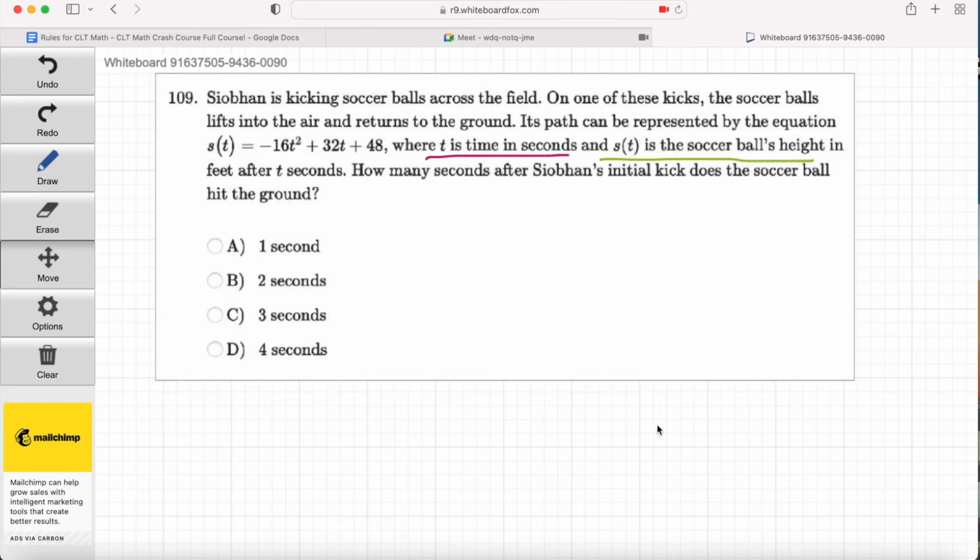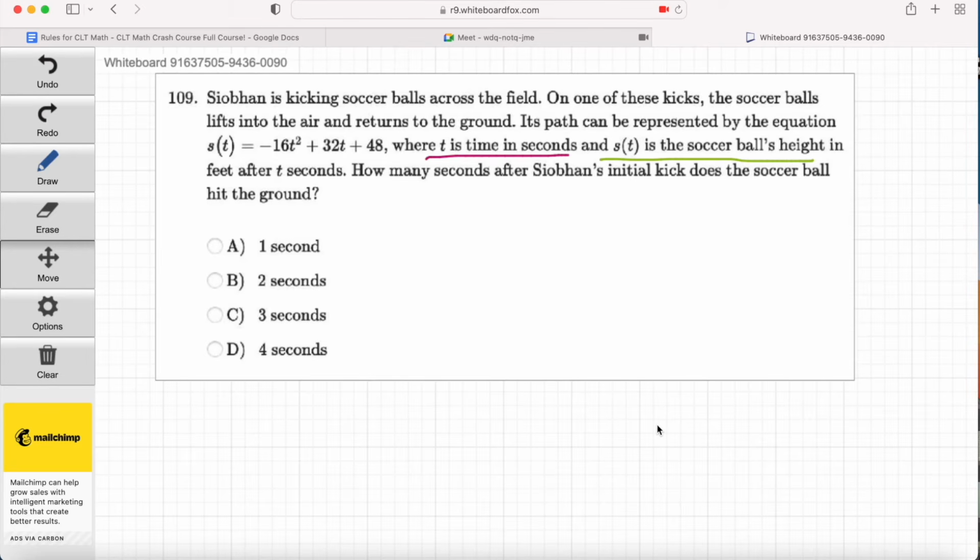They tell you what S of t is, and they tell you what the height is. S of t is the height. So keep that straight. We can plug these in. Same thing as the last question, but we're not looking for the maximum height like we were in the last question. We're looking for the number of seconds that give us a height of 0, or an S of t value of 0. Does that make sense? Okay, let's do it.